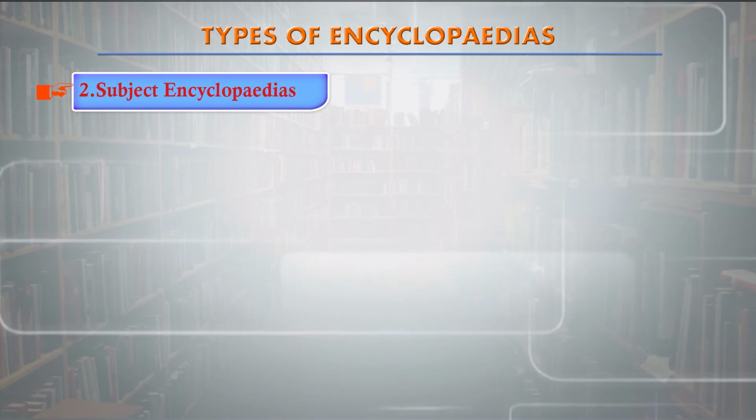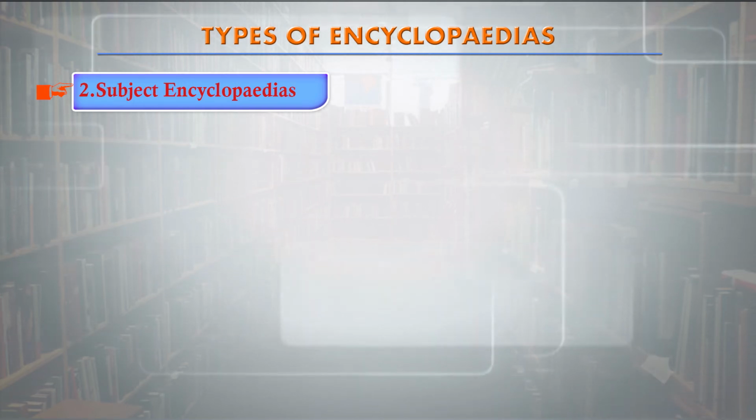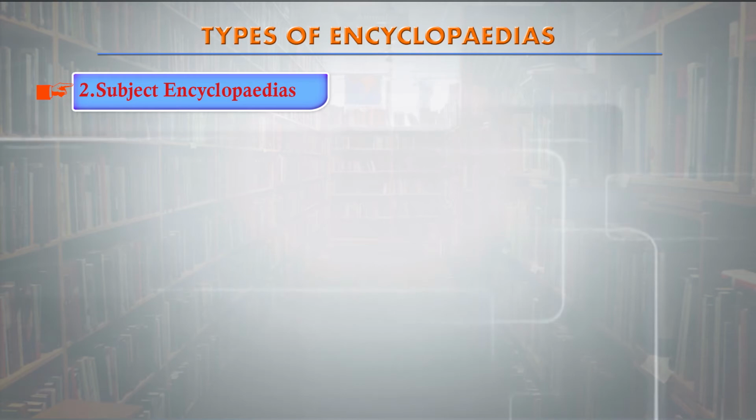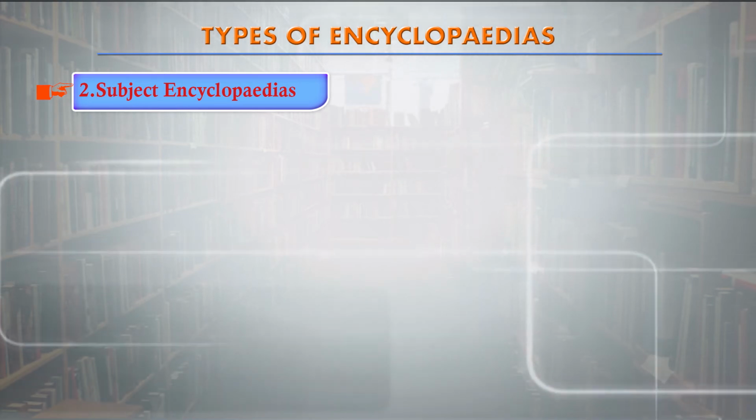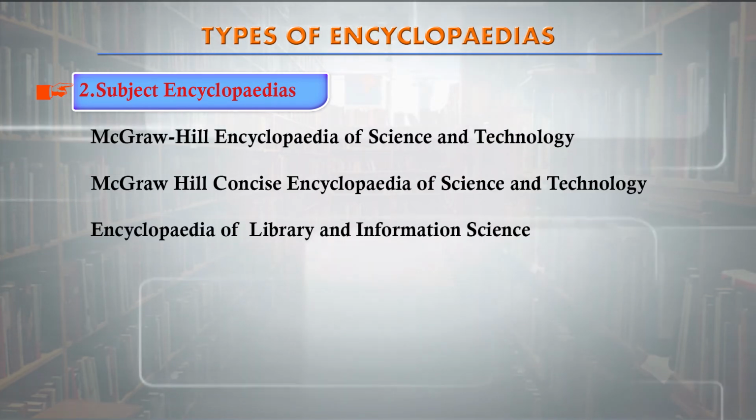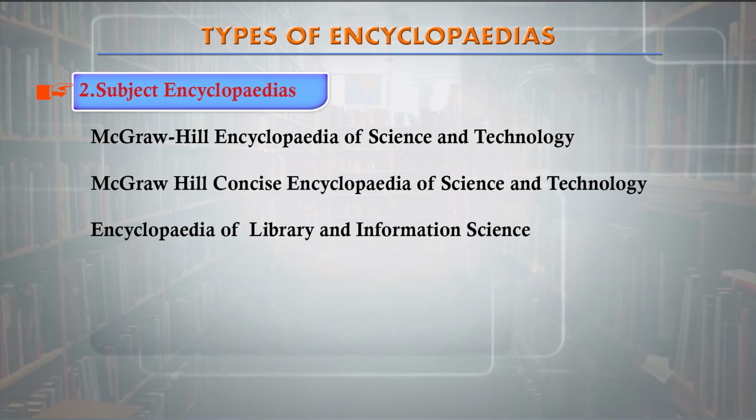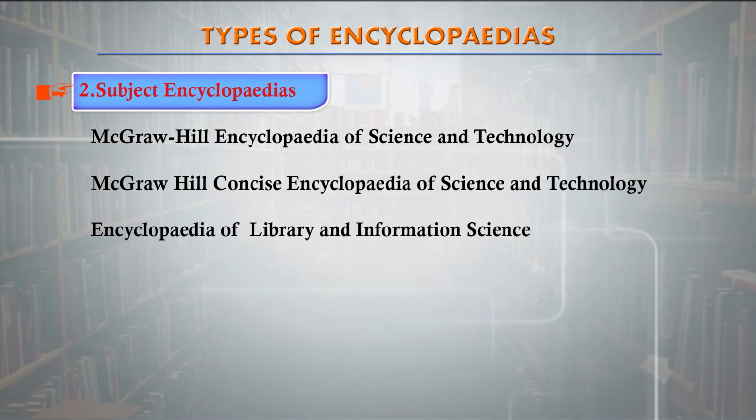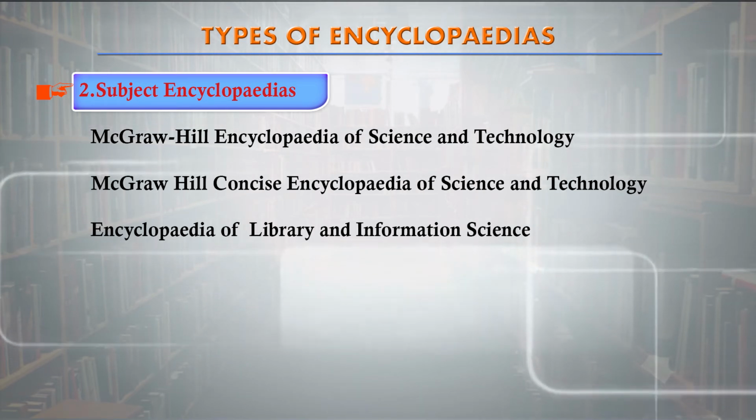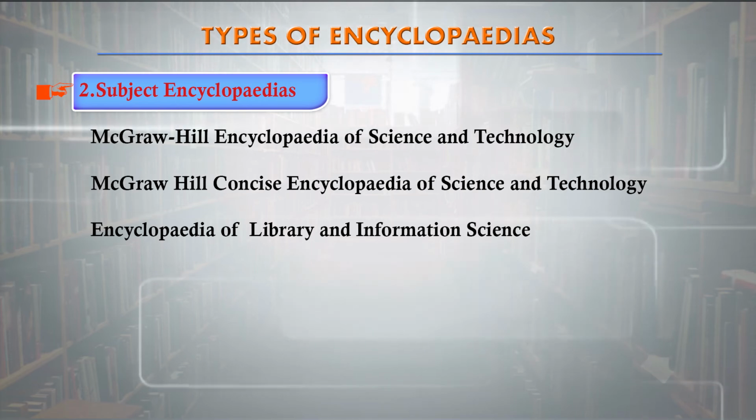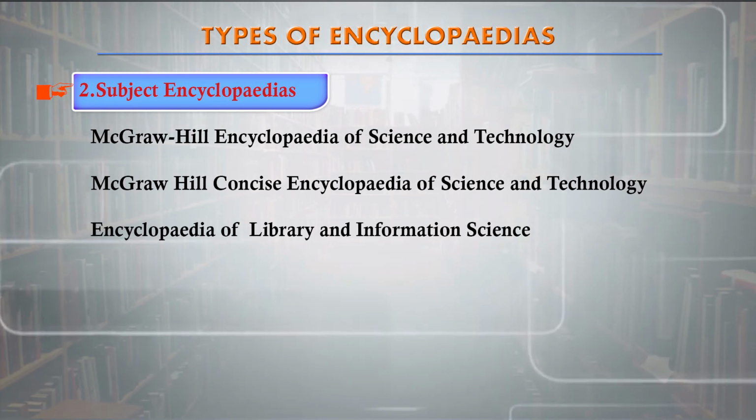Then come the subject encyclopedias. These are related with some specific subject, like McGraw-Hill Encyclopedia of Science and Technology, then McGraw-Hill Concise Encyclopedia of Science and Technology, Encyclopedia of Library and Information Science. So, the subject is mentioned in these encyclopedias, that is why they are known as subject encyclopedias.